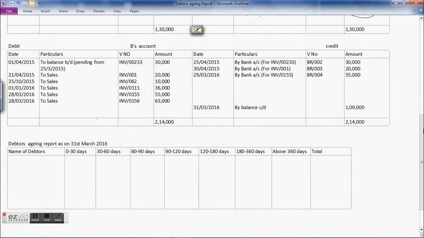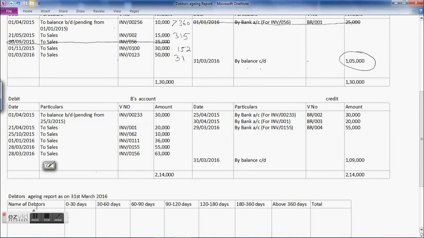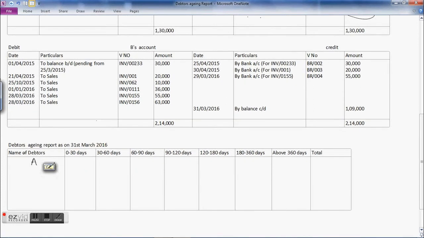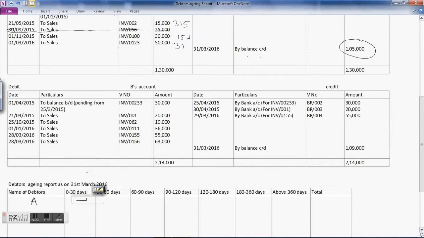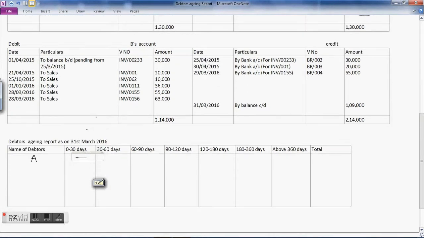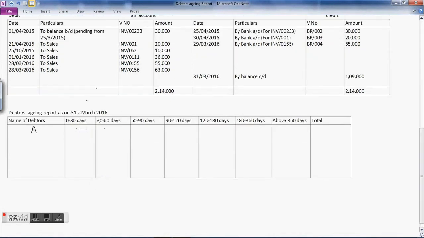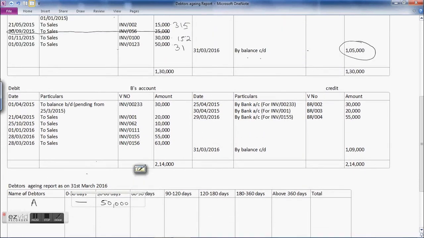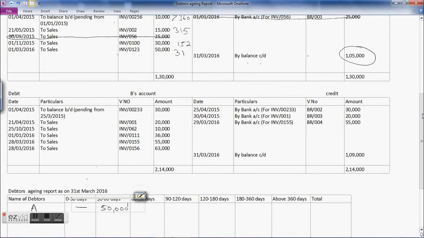So let's go here. Okay, what is the name of debtor? Name of debtor is A. Okay, so 0 to 30 days, is there anything in 0 to 30 days? Nothing. Then 30 to 60 days, you have one amount which is pending for 31 days, that is 50,000. So 50,000 will come here. 60 to 90 days, do you have anything?